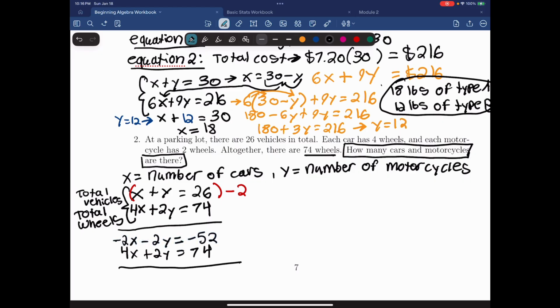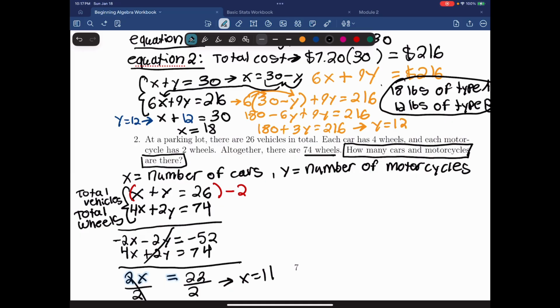And now combining our like terms, -2x plus 4x is 2x. Our y terms cancel, and we're going to set that equal to -52 plus 74, which is 22. And now to solve for x, I'm going to divide by 2 on both sides, and we get x equals 11.